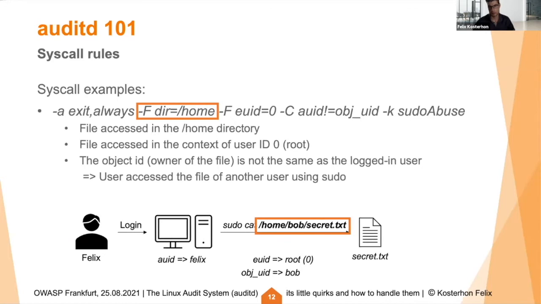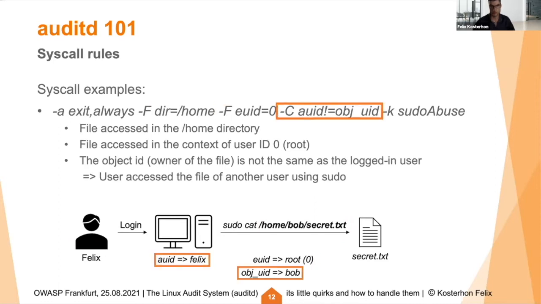So as you can see here, it's the home directory, the effective user ID is 0, and most importantly, the logged in user is not the same as the user which is the owner of the file. So here we detected something really useful. So nice use case by using a Syscall rule.